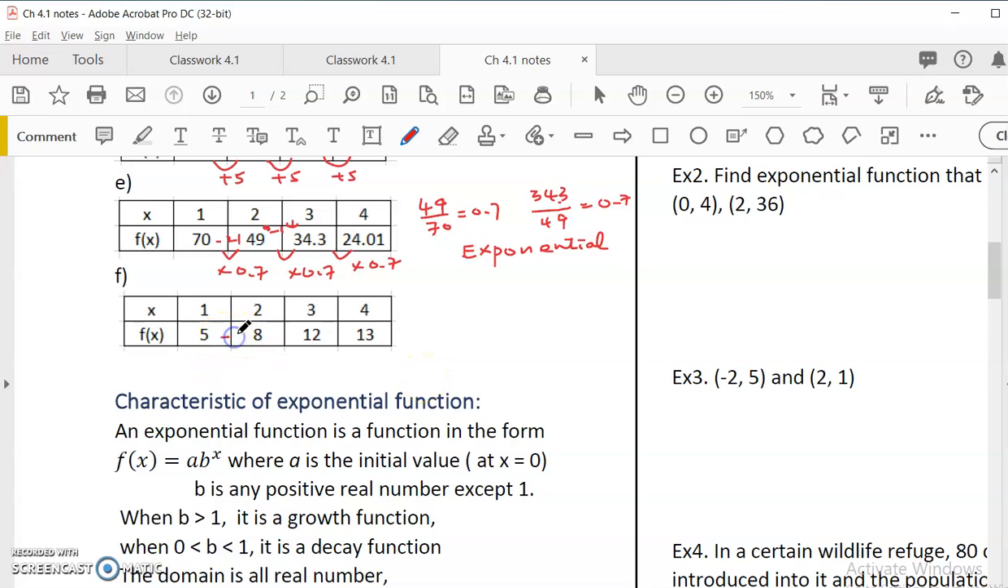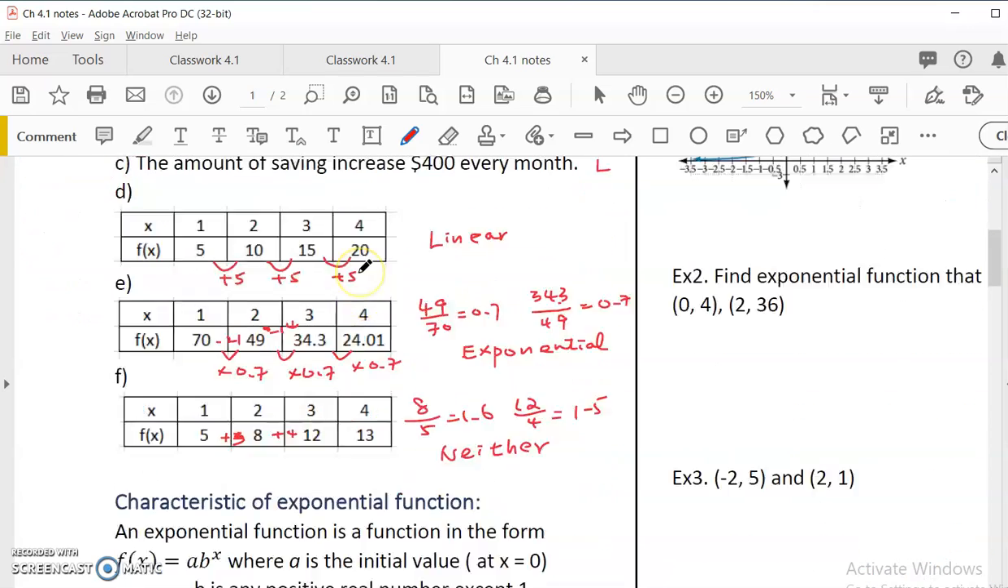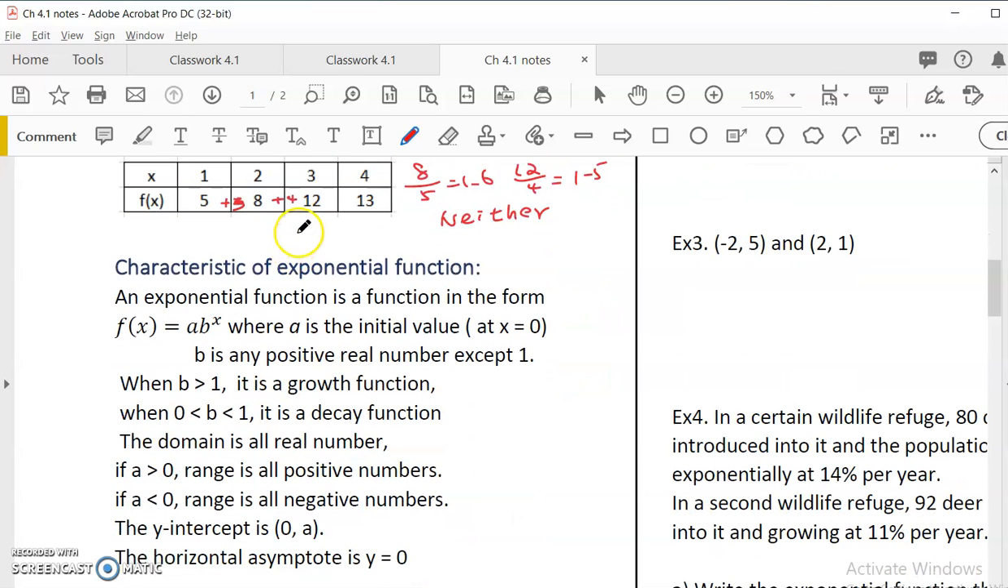What about this one? If I add, it's add 3, add 4, so it's not linear. Do I have the same multiplicative factor? 8 over 5 is 1.6, but 12 over 8 is 1.5. So it is not a constant factor. It's not a constant add, so it's neither. Okay, so that's how you identify if a description or table values can be modeled by an exponential.